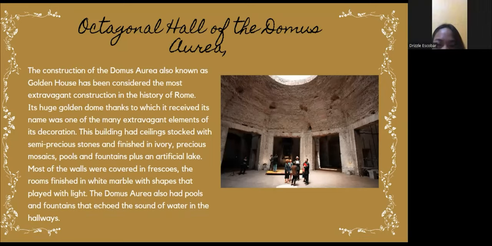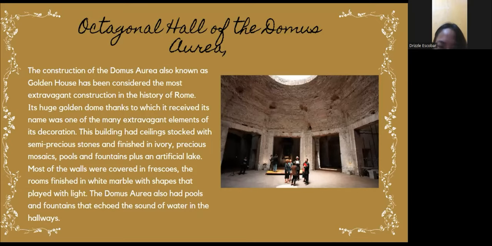So next is the octagonal hall of the Domus Aurea. The construction of the Domus Aurea, also known as the Golden House, has been considered the most extravagant construction in the history of Rome. Its huge golden dome, thanks to which it received its name, was one of the many extravagant elements of its decoration. This building had ceilings studded with semi-precious stones and finished in ivory, precious mosaics, pools and fountains, plus an artificial lake.